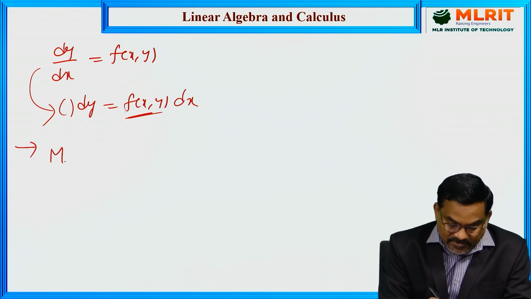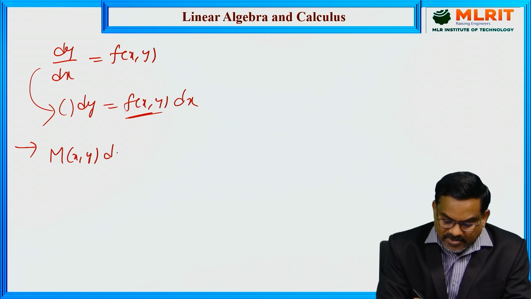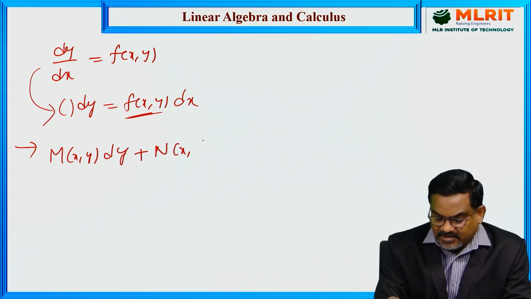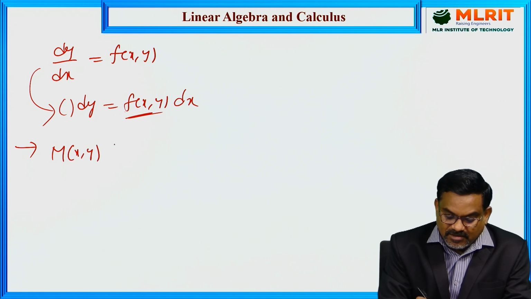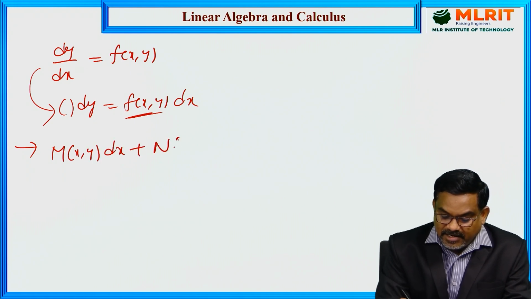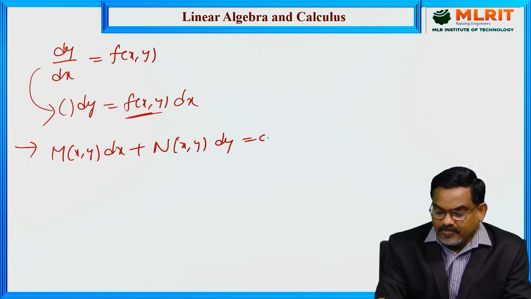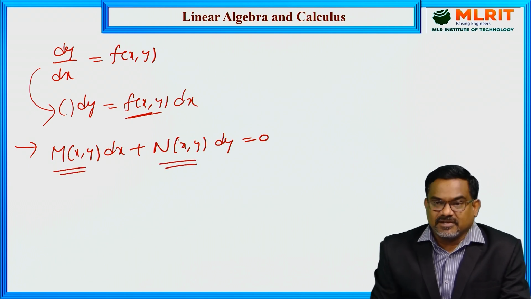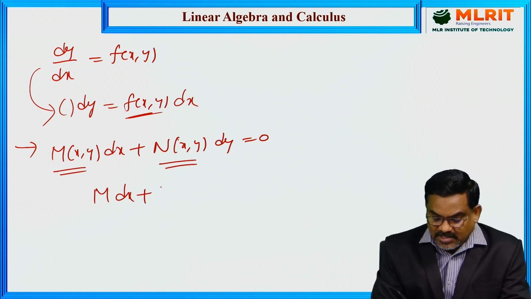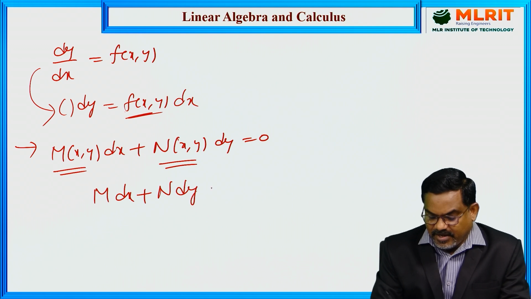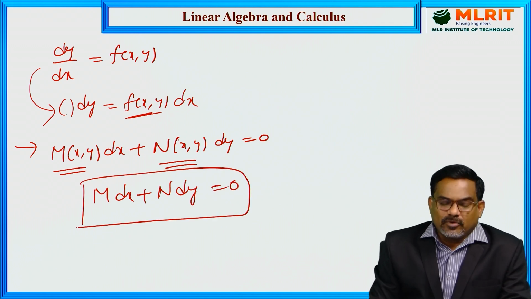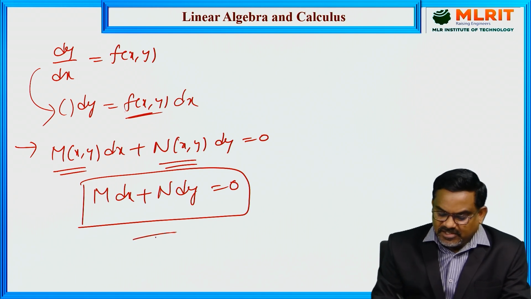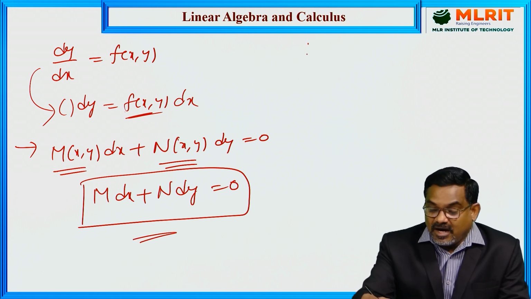First, if the given differential equation is of the form M dx plus N dy is equal to 0, where M and N are functions of x and y. So, simply I can write it as M dx plus N dy equal to 0. First, the equation should be in this form. You need to write the given first order differential equation in this form. Then identify the functions, what is M, what is N.